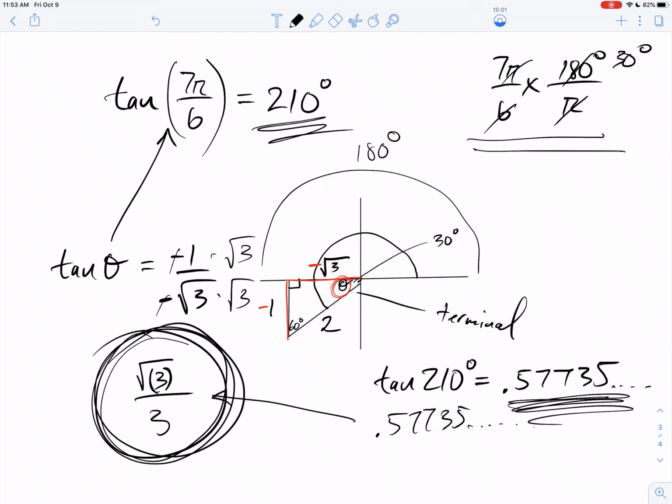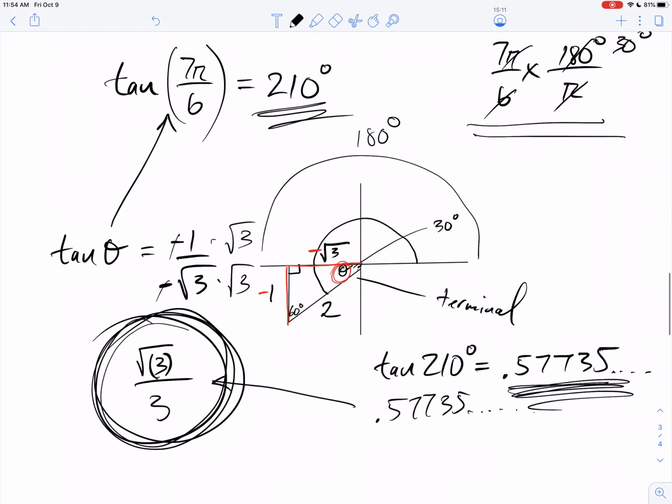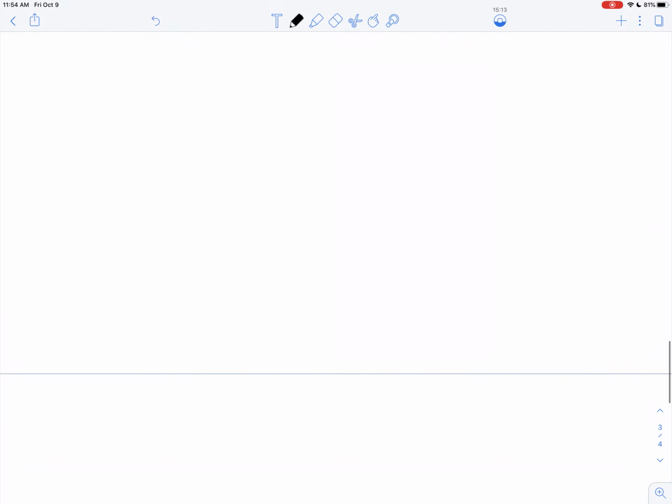The only thing that knows how to convert a decimal that's irrational back into a radical is your brain. That is the only way to do it. Let's play just a little bit more. Okay, let's do a quick one.